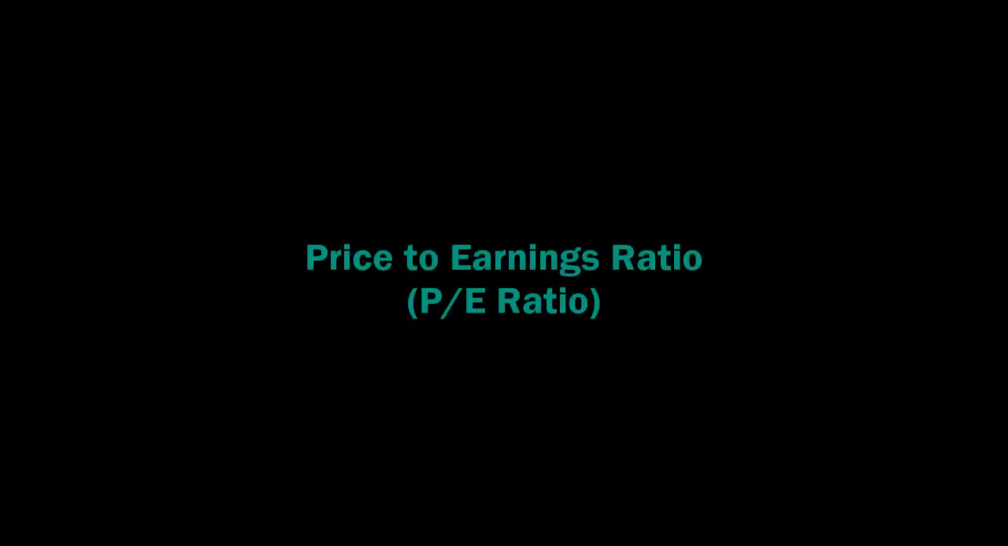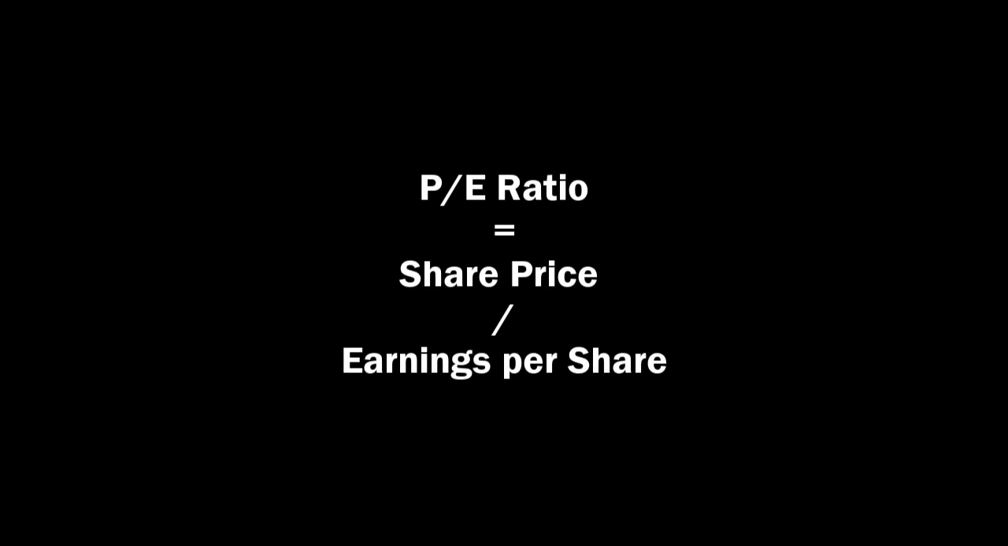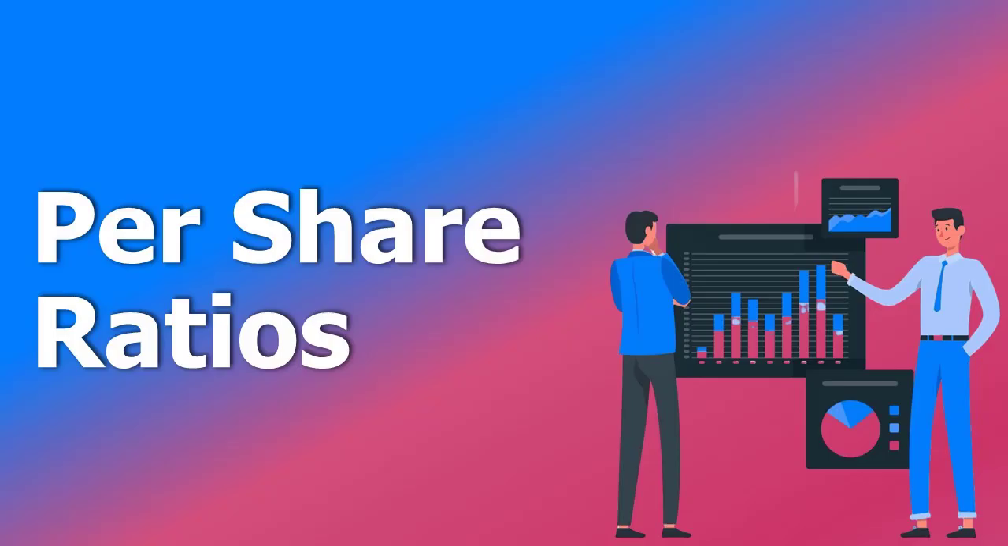As I mentioned earlier, the price to earnings ratio, or PE ratio, tells you how much you are paying for a company's earnings. To calculate it, we take the company's share price and divide it by the company's earnings per share. In this video, I mention per share ratios a lot. If you don't know what they are, check out this video.